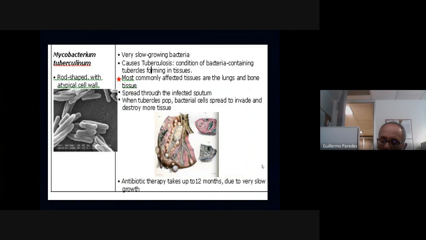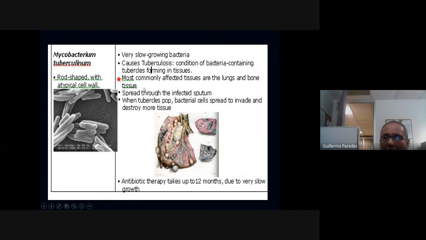These bacteria most of the time are going to affect the lungs. But this is a bacteria that can attack or can affect any tissues in the body. You can have tuberculosis of the lungs, the kidneys, the brain, the bones, and the skin. So you can have tuberculosis in any place, any tissue can be invaded. Most commonly affected tissues are lungs and bone tissue.